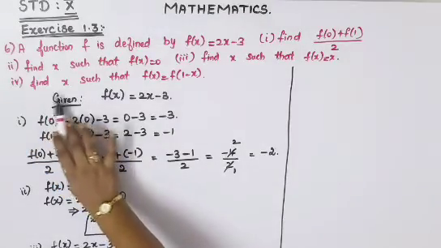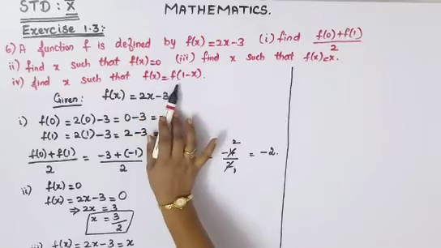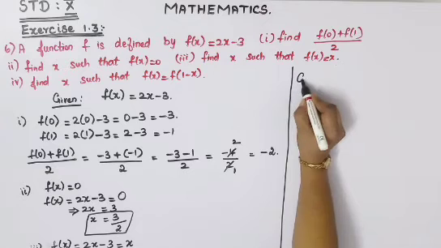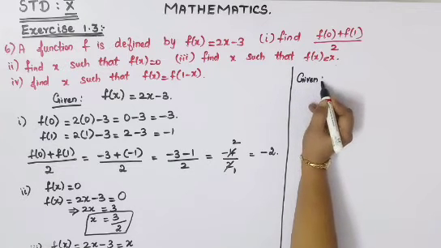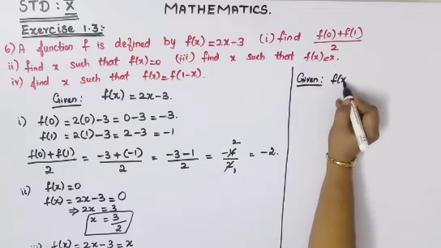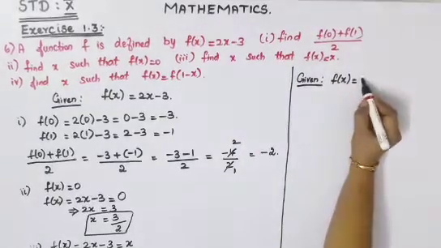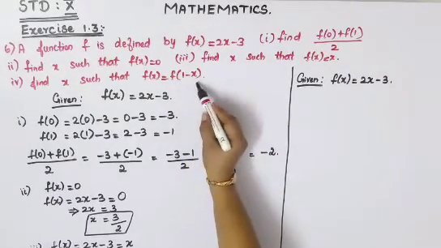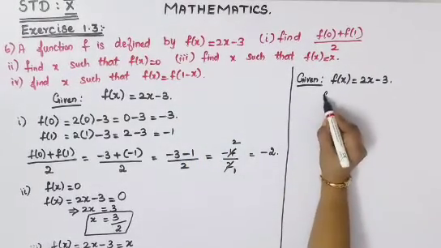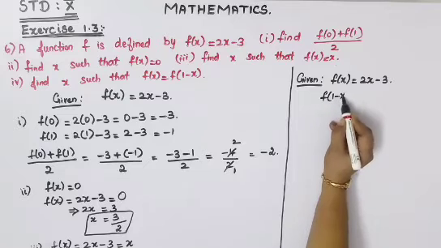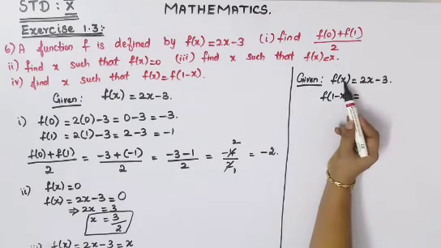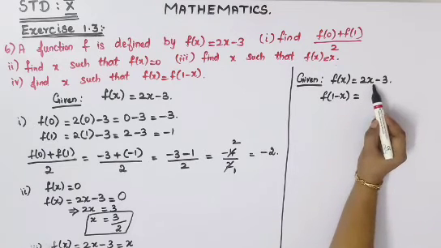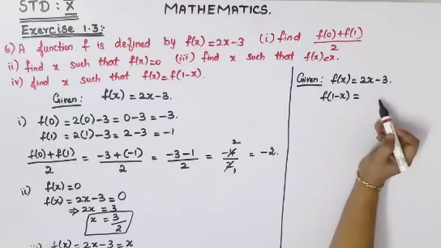Fourth condition, find x such that f of x is equal to f of 1 minus x, they have given. So first we will write your question. Given f of x is equal to 2x minus 3. Now they have asked, f of 1 minus x you will have to find. So f of 1 minus x is equal to, just see, in the place of x we are writing 1 minus x. So towards your right hand side, in the place of x you will have to write 1 minus x.